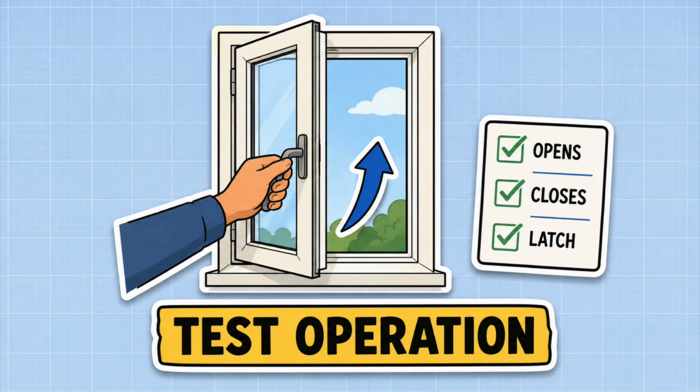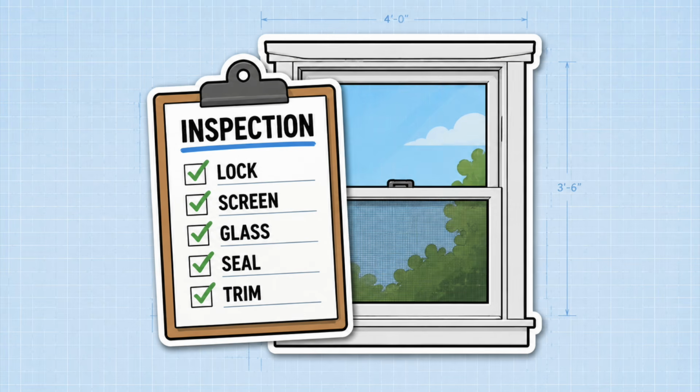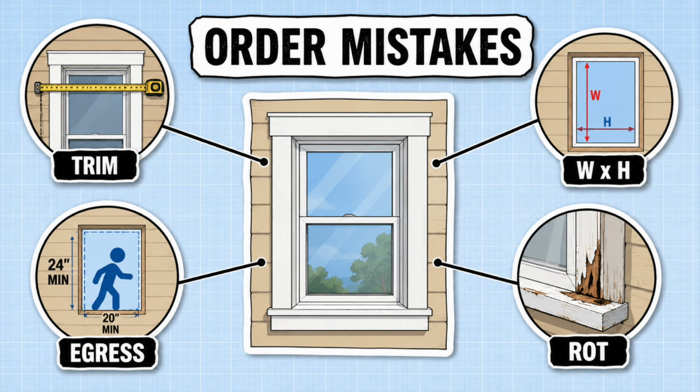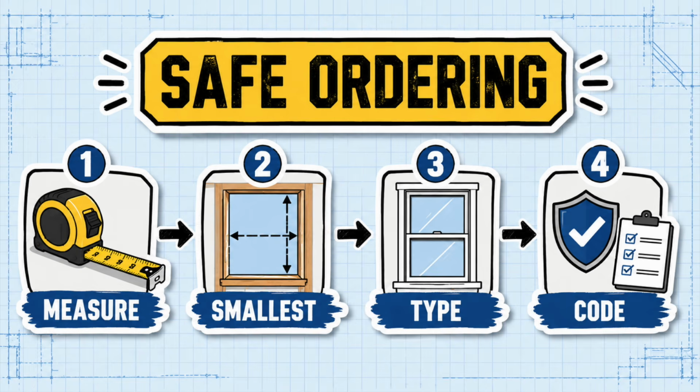After installation, open and close every window before the crew leaves. Check locks, screens, glass, gaps, exterior sealant, and interior trim. The biggest ordering mistakes are measuring trim instead of the opening, swapping width and height, missing egress, and ignoring rot. The safest rule is simple. Measure 3 times, record the smallest, confirm the window type, and verify the code-sensitive details.